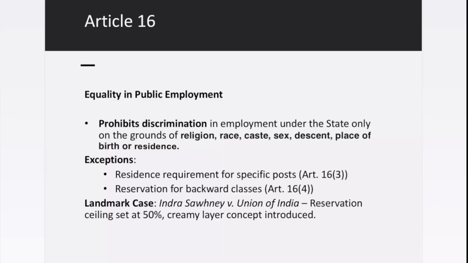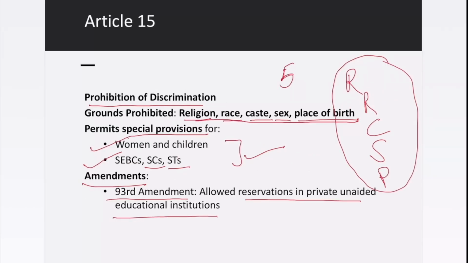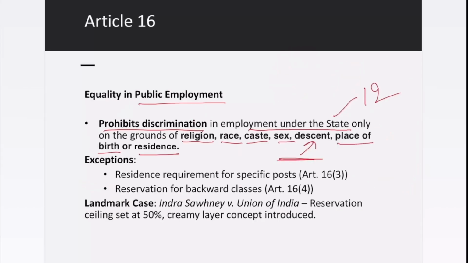Now moving forward, taking this concept of equality in public employment, the Constitution says there shall be no discrimination in employment under the state, as defined in Article 12, on the grounds of religion, race, caste, sex, and one more aspect, descent, has been added here, along with place of birth and residence. So as in Article 15, we had 5 aspects on which discrimination was not allowed, Article 16 talks about 7 such aspects, that is religion, race, caste, sex, descent, place of birth and residence.